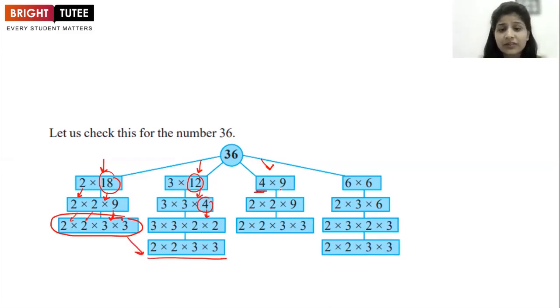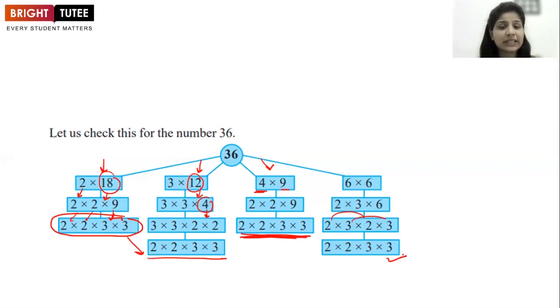Similarly, we know neither 4 nor 9 is a prime number. So 4, when converted to prime factors, can be written as 2 into 2, and 9 can be written as 3 into 3. So again we are getting 2 times 2 and 2 times 3, as you can see here. Similarly, 6 into 6: 6 can be written as 2 into 3 and 2 into 3. So again we get 2 times 2 and 2 times 3. So the prime factorization is always unique. You need to understand this.